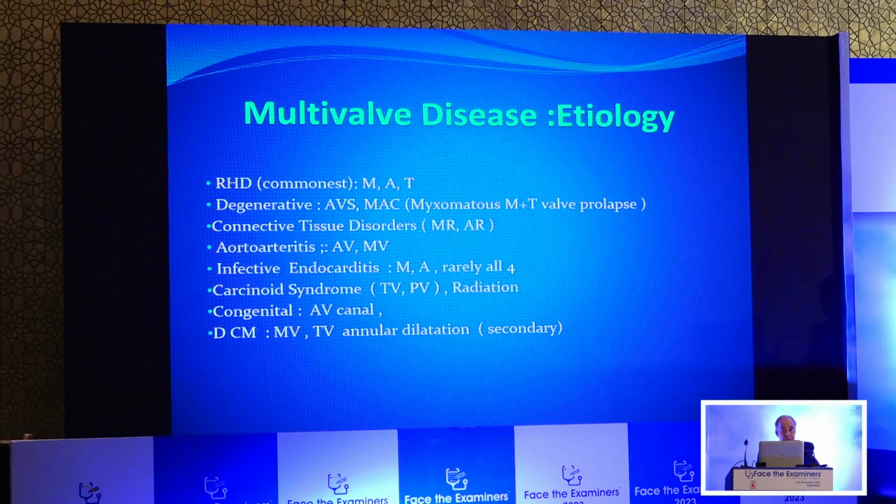Infective endocarditis can involve the mitral valve and aortic valve, and of course rarely it has been known to cause involvement of all four valves. Carcinoid disease is quite uncommon, but if you see a patient where there is involvement of the tricuspid valve and pulmonary valve, a combination of TR, PS and PR, think of carcinoid.